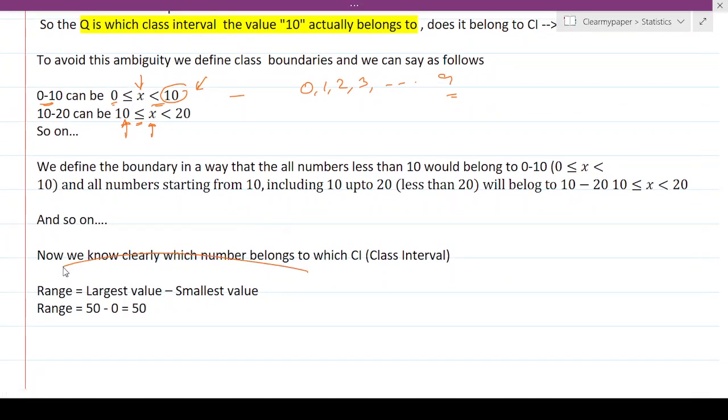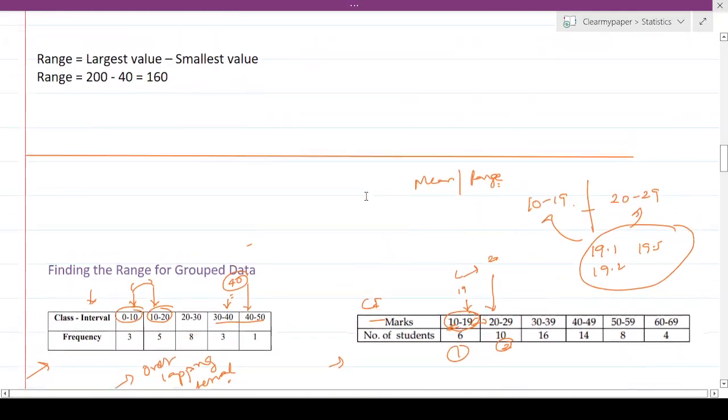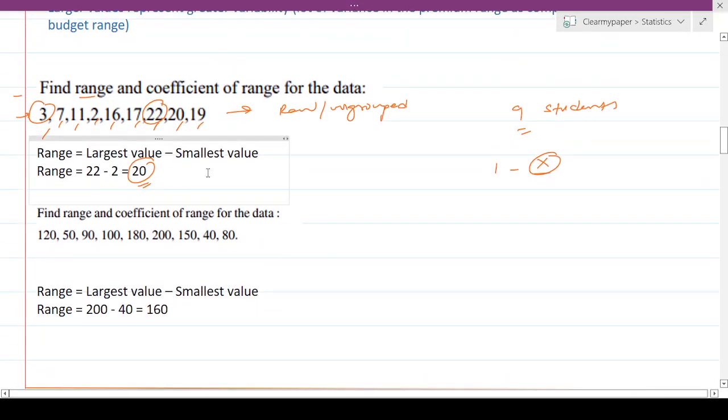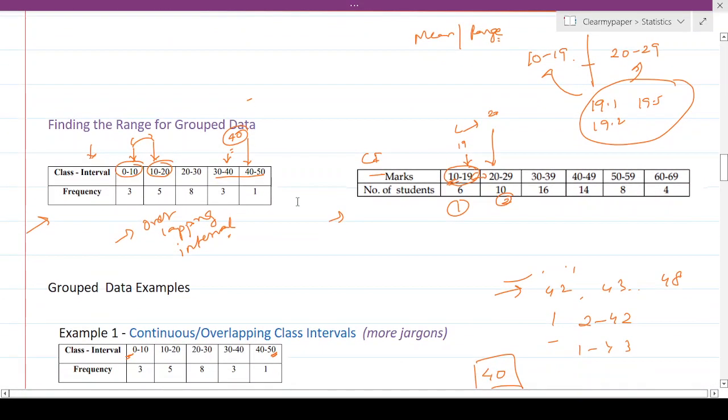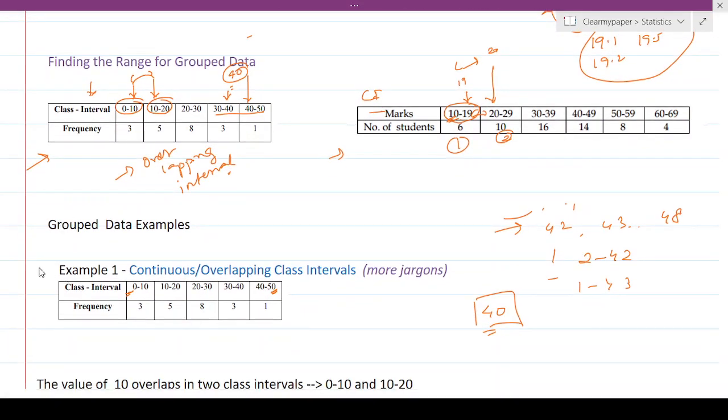So that way we know that the range is 50, and this calculation is exactly similar to what we have done before, where we calculated the largest and the smallest value. And mostly, like I said, you will not get overlapping intervals for the range problems; you will get this for the mean problems. For range you will normally get non-overlapping intervals, and the trick is that for non-overlapping intervals we first convert them into overlapping intervals and then do the largest minus smallest value.